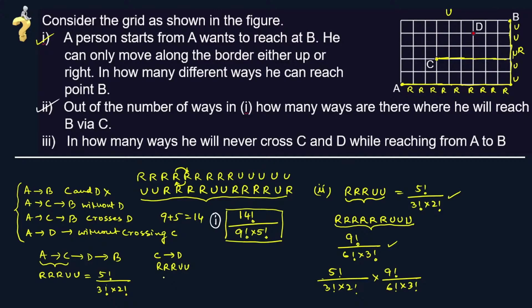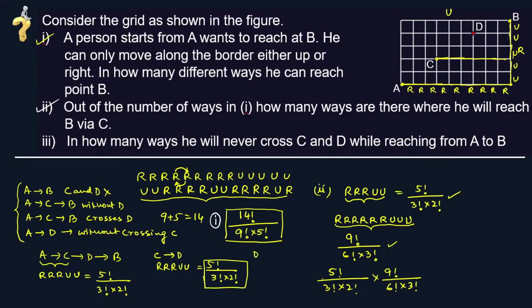So it can be arranged among themselves in how many different ways? Factorial 5 divided by, again, factorial 3 into factorial 2. So now the person has reached D from C, in how many different ways? This is the total number of ways.